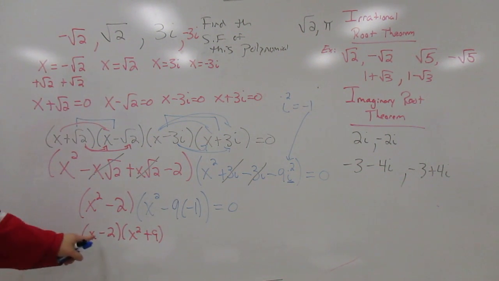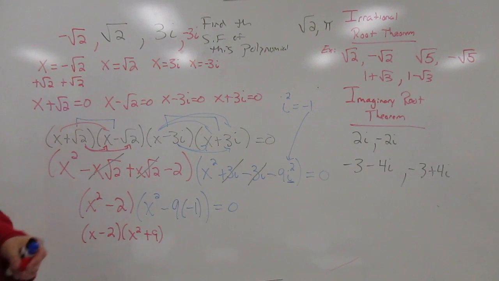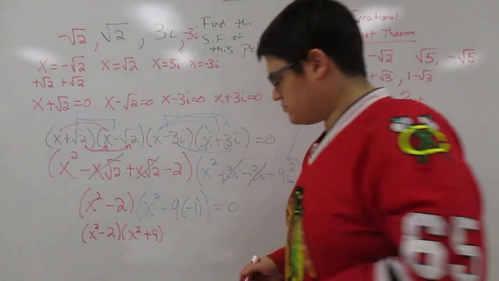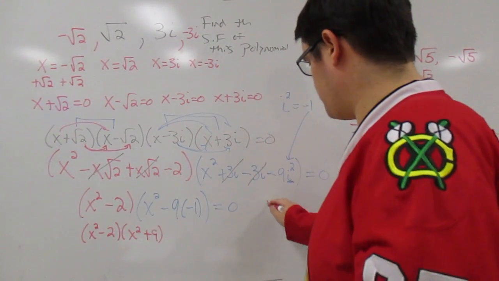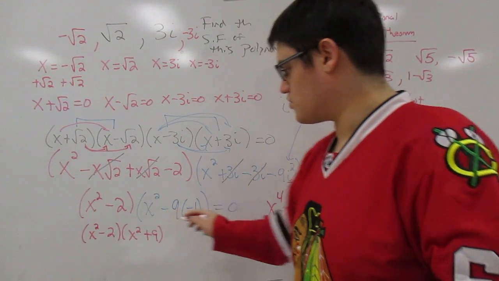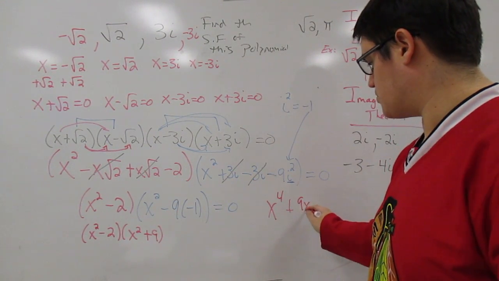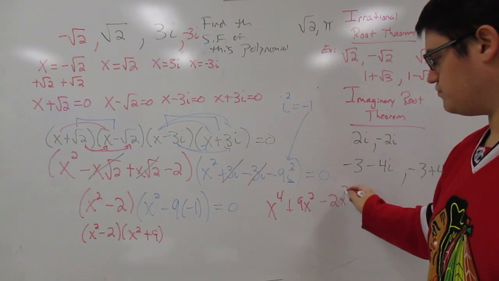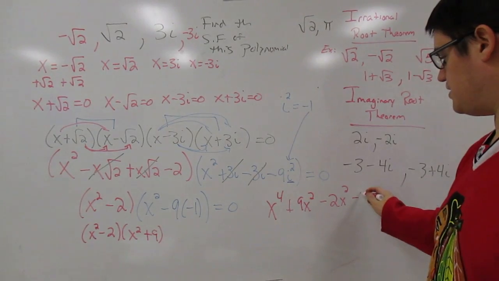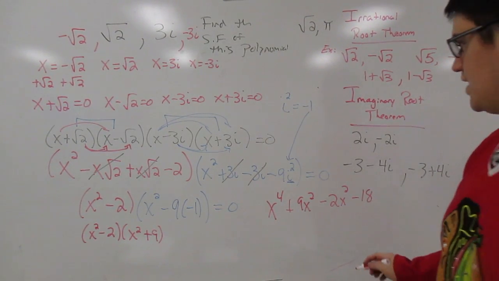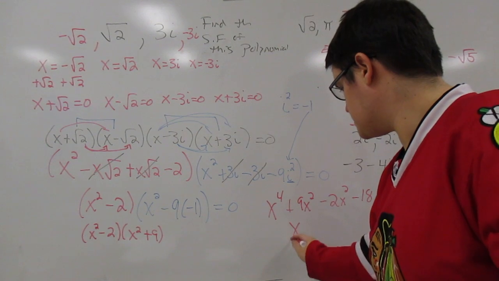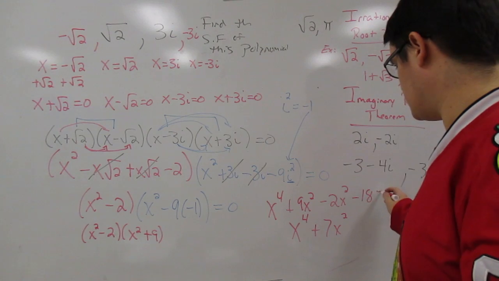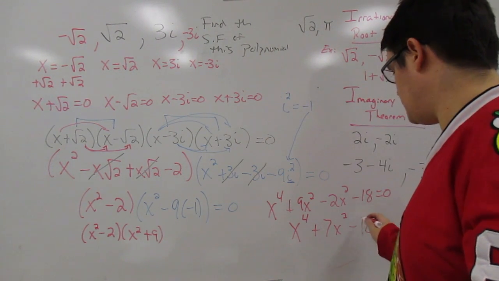Okay? Now we can double distribute this guy. I'm going to run out of room. Oh, sorry, that's an x squared. So I'm going to start writing over here. X squared times x squared is x to the 4th. X squared times 9 is plus 9x squared. Negative 2 times x squared is minus 2x squared. And then negative 2 times 9 is minus 18. Combine like terms. We get x to the 4th plus 7x squared minus 18.